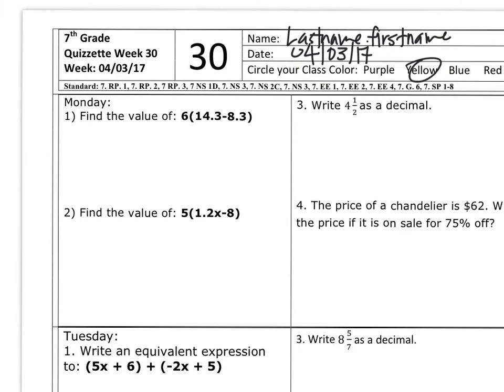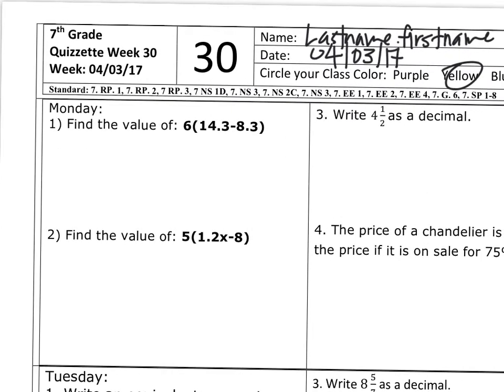All right, so if you look at number 1, it says 6 times the quantity of 14.3 minus 8.3. If you notice here, you only have constants. Constants just means that you have numbers without any letters in them. So if you look here, this is not a constant. 1.2x, that's a number with the variable, so that's considered a term with the variable. These are considered constants. So this is a constant, this is a constant, this is a constant. So you can combine these before you actually multiply the 6 into both of those numbers.